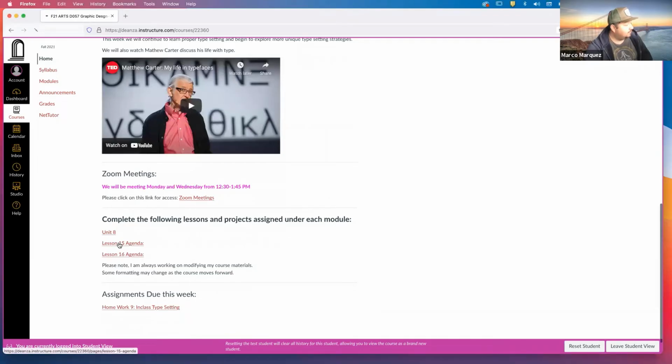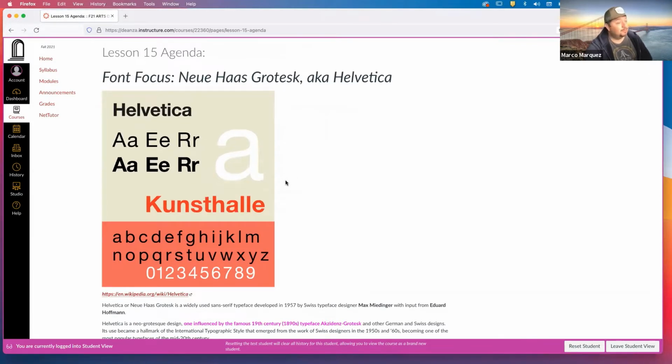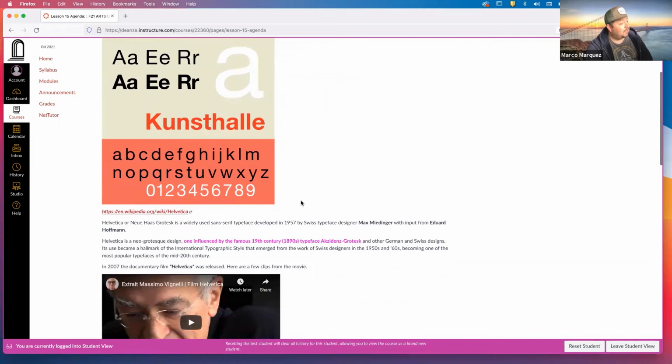We're going to lesson 15, so this is our agenda. Here's Helvetica. Since we were talking about it, this was designed by Max Miedinger. There was also some input by Eduard Hoffmann. It was designed in the mid 20th century. It's considered a Swiss modern design.